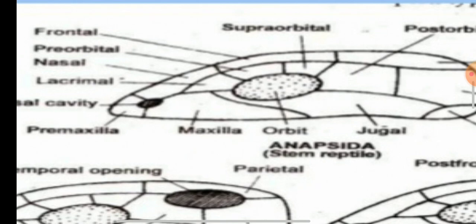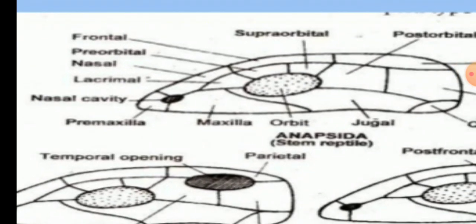Before going to the temporal region of the skull of reptiles, we will first refer to a type of skull, that is anapsida. In this anapsida, the bones of the skull of reptiles are arranged in such a way that they form 3 rows: the topmost row, the base, and the middle row.